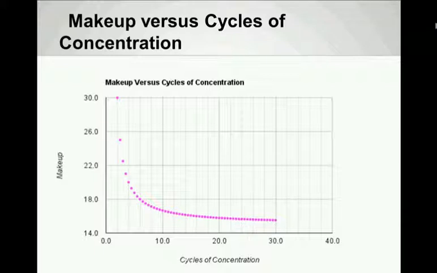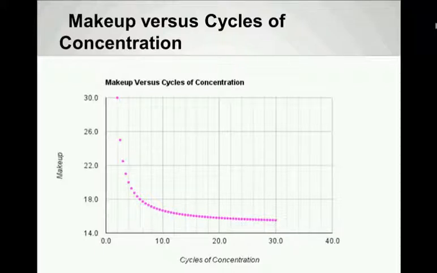So the goal here is to achieve maximum cycles of concentration to minimize our makeup without running the risk of fouling the heat transfer surfaces in the condenser of the chiller or in the cooling tower fill. We want to optimize cycles to minimize water consumption, and make that whole process as efficient as possible.